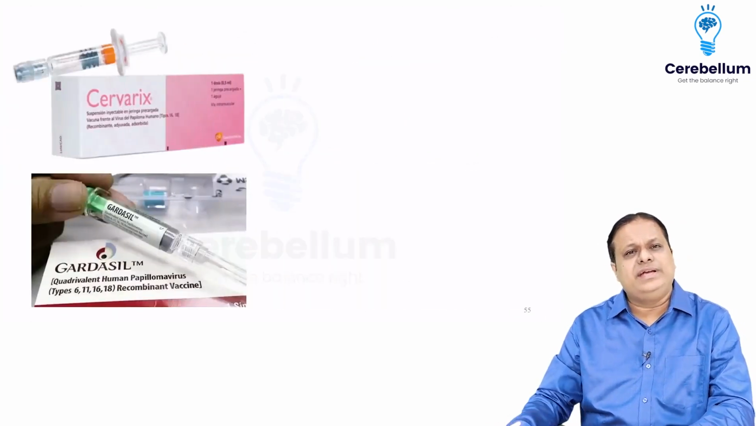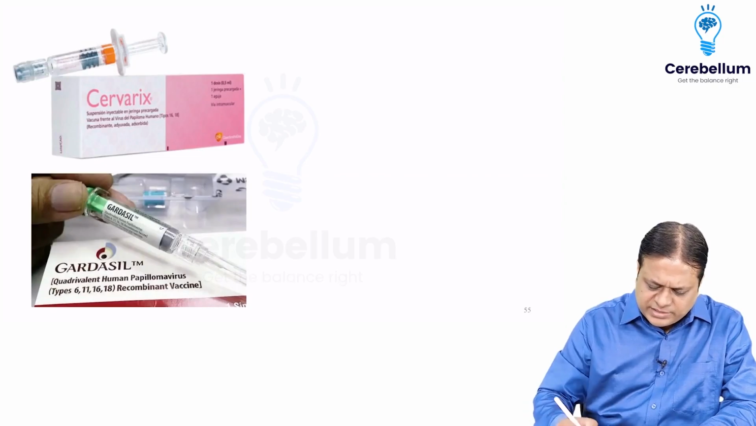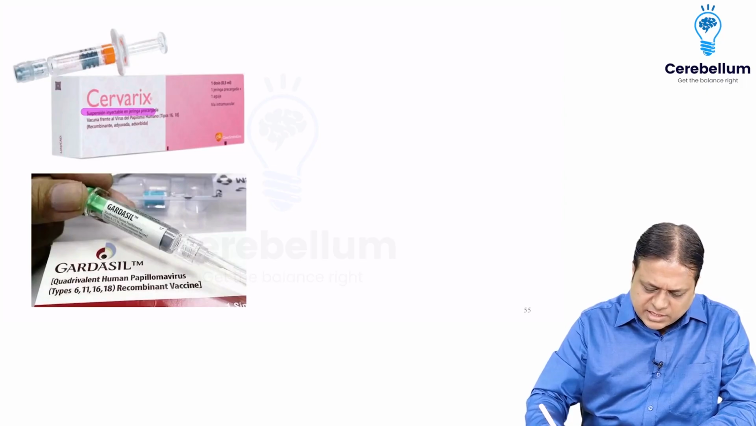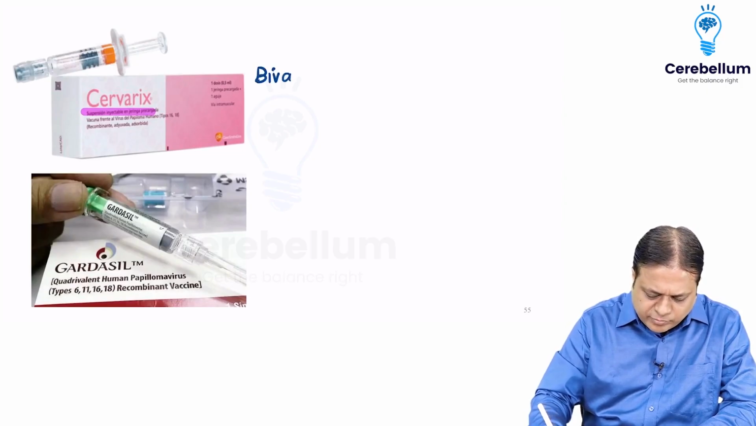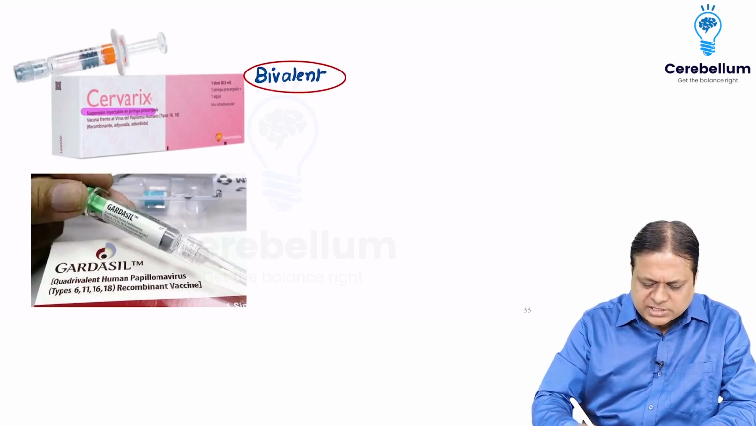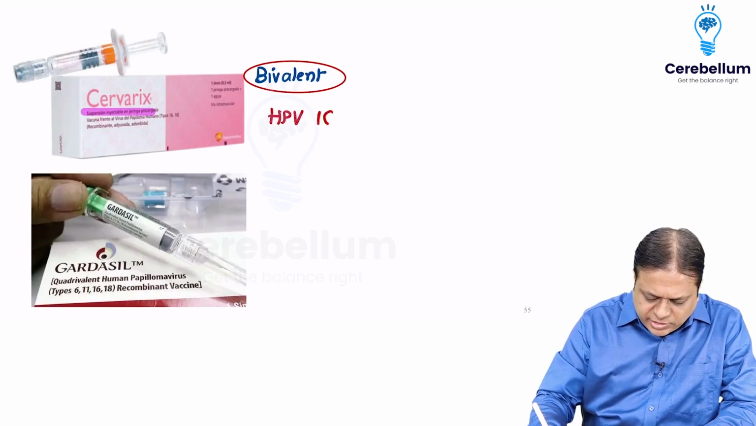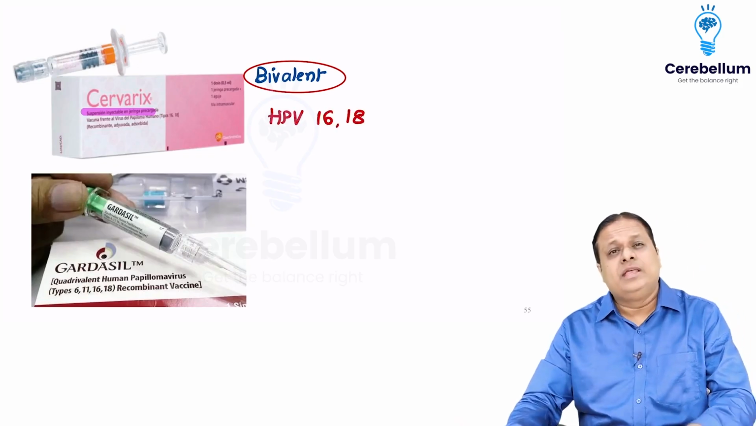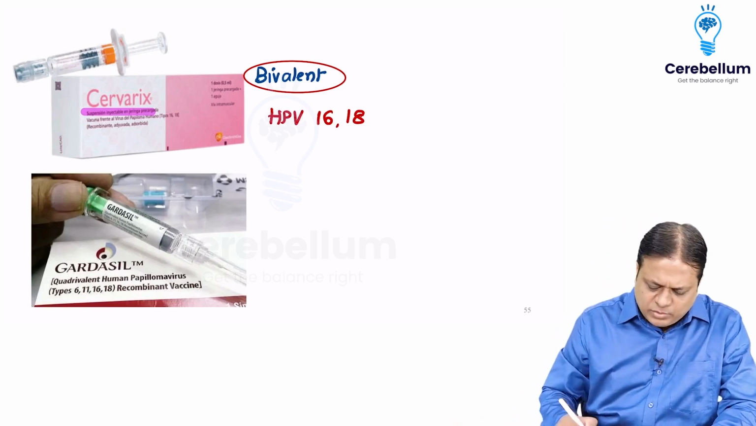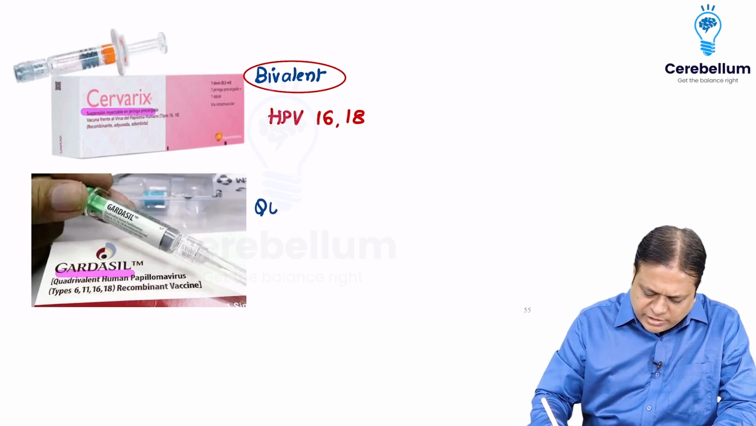Now we come to anti-cervical cancer vaccines, 2 types, Cervarix, Gardasil. When we look at Cervarix, this is a bivalent vaccine. So logically it's going to include the two commonest HPV strains in our country, that is HPV 16 and 18. And 16 is the most common cause of cervical cancer in our country. When we look at Gardasil, Gardasil is a type of quadrivalent vaccine.